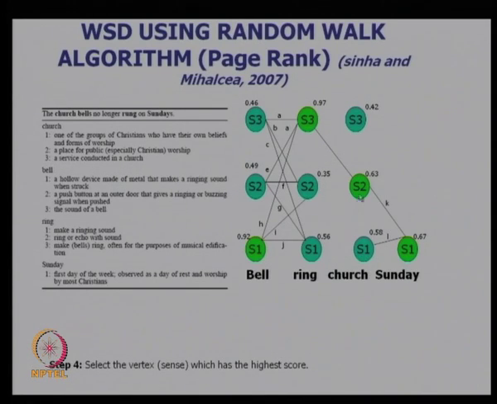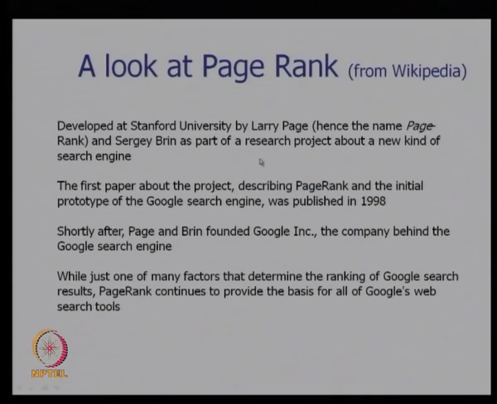And for church, it is the second sense which is applicable in the context. Similarly, for Sunday, there is only one sense which is S1. So, these are the senses which have become winner after the page rank algorithm has been run. So, select the vertex which has the highest score. Now, this is the main idea, but what happens actually at the algorithm level.